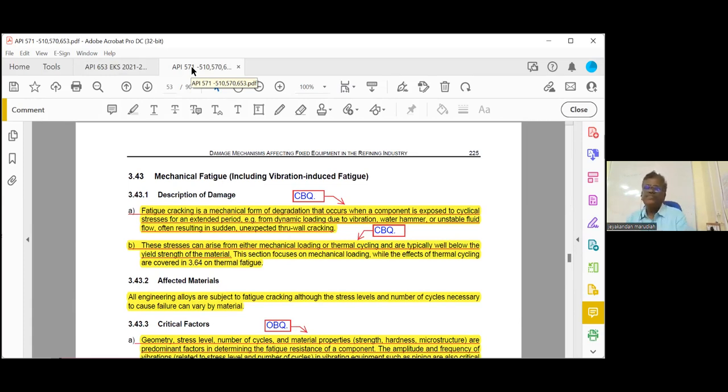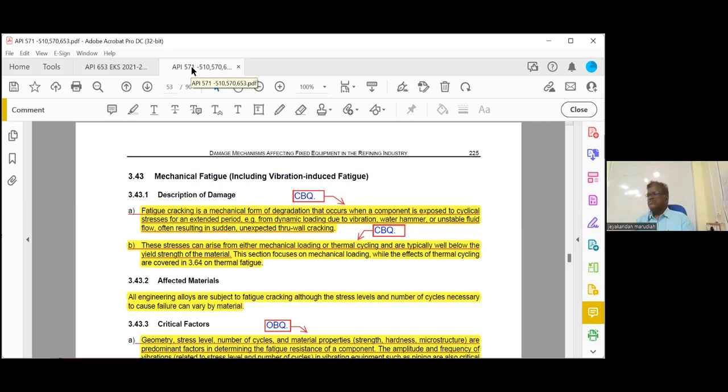What is fatigue? Generally fatigue means cyclic loading. What is meant by cyclic loading means a high fluctuation in pressure or temperature. That is called fatigue. So it is actually nothing to do with the tank actually. It is related to pressure vessels and the piping.